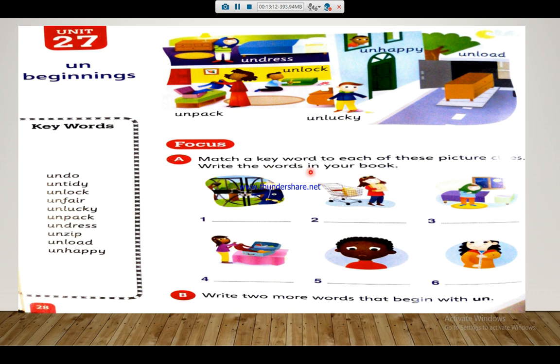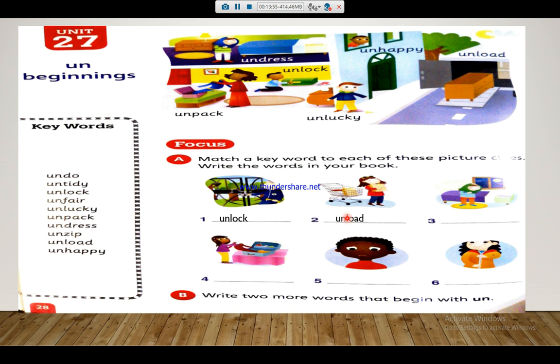Match a keyword from each of these pictures, clues. Write the word in your book. So we are going to write the word on the lines here, but please try to improve your handwriting. Okay, so let's start. Number one, he's opening the lock of the gate. So what is he doing? Excellent. Unlock the gate.